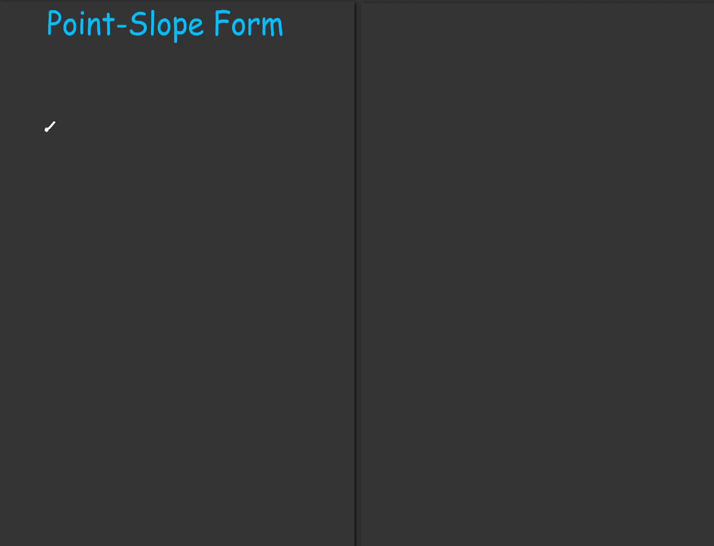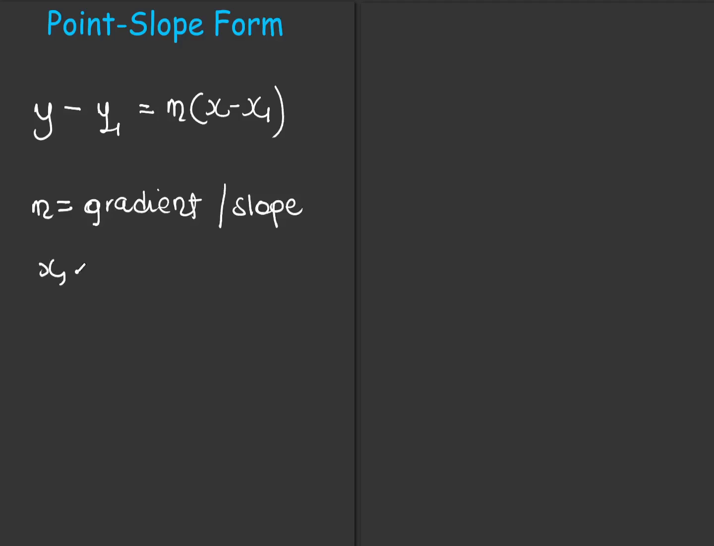Now, the formula is y minus y1 is equal to m into bracket x minus x1, where m is the gradient. So if you already know the gradient, fine. But if you don't know the gradient, then you are going to solve for it. And your x1, y1 is just any point at all that has been given to you.